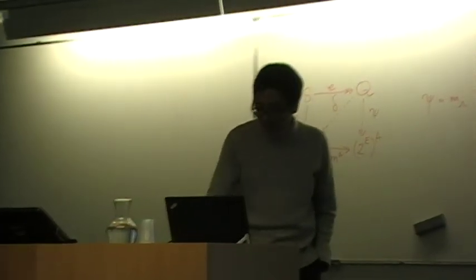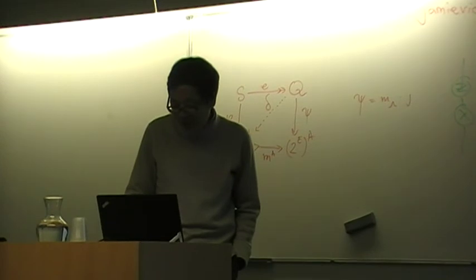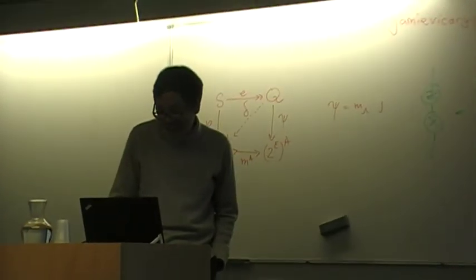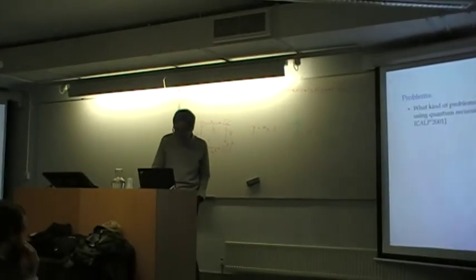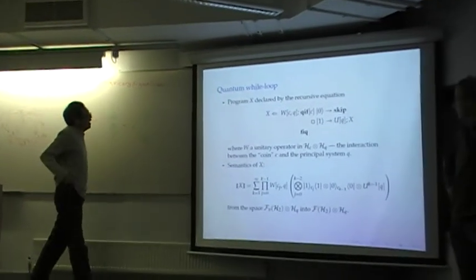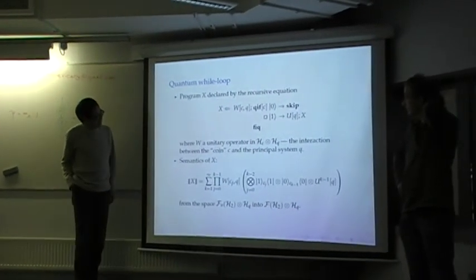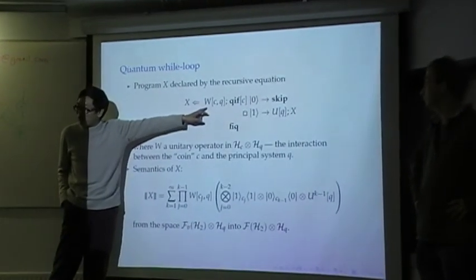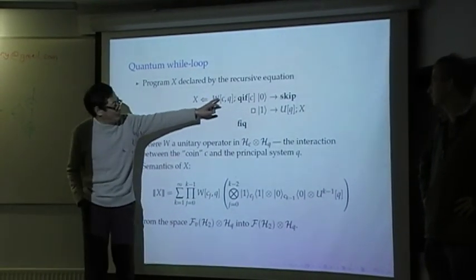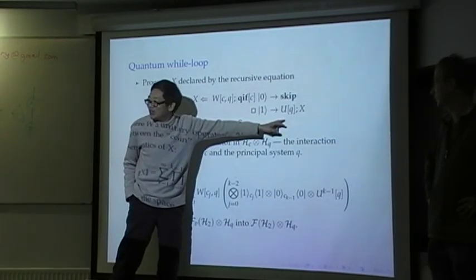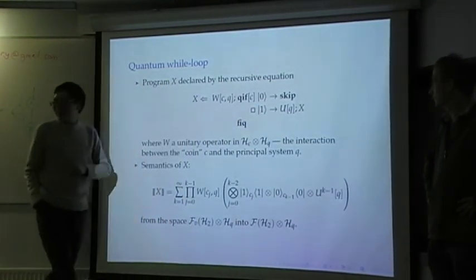But for example, let me show you a little bit. Yeah, you can do it also in the quantized case too. So if we consider this, the quantum while loops, then if we put the W here, which describes the interactions between the coin and the principal system, then what happens?